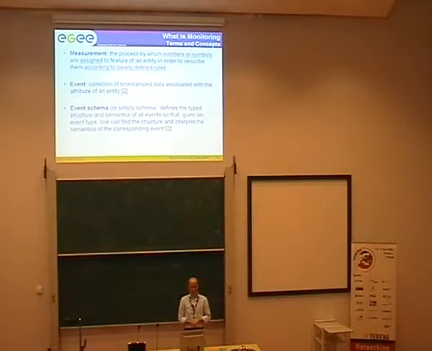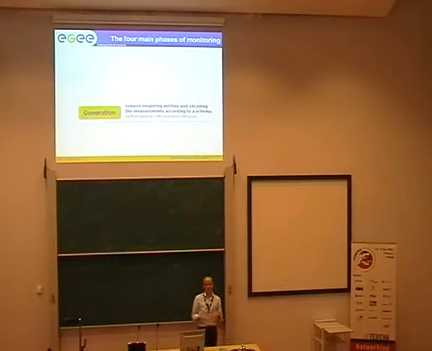Then we have the concept of event. This concept has been defined in the context of the Global Grid Forum. An event is basically the result of a measurement to which we attach the timestamp representing the instant of time when we run this measurement. And then we have the event schema, that is the set of characteristics of a system that we are interested in.